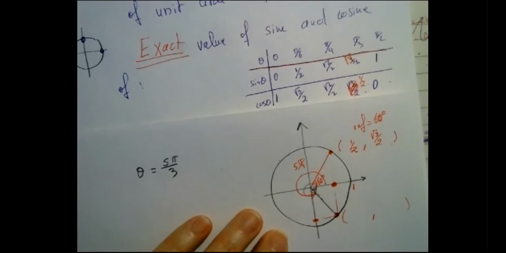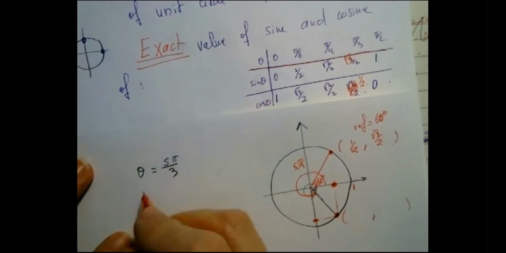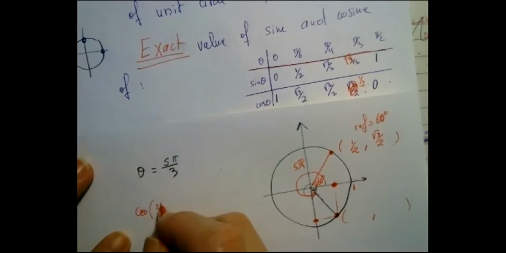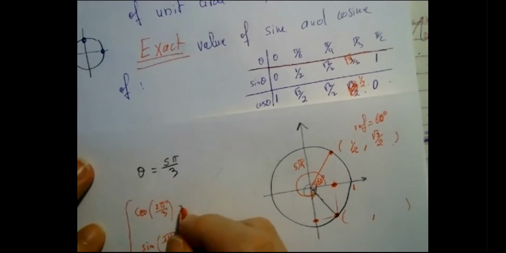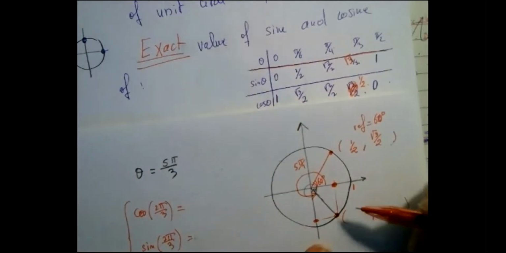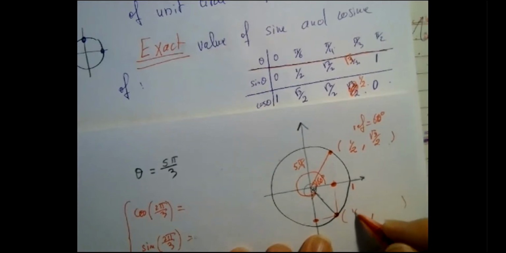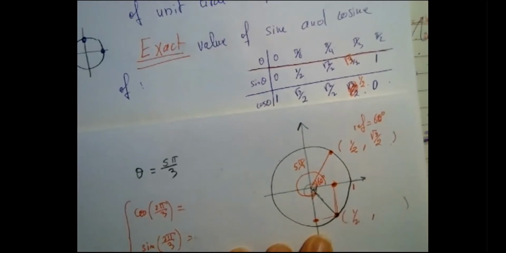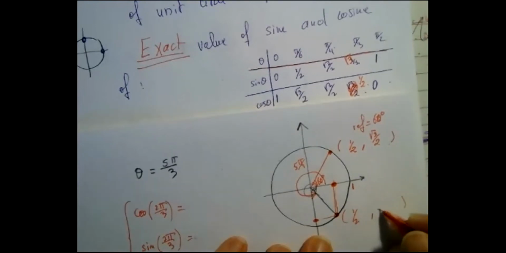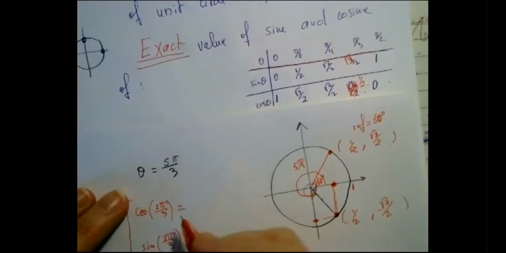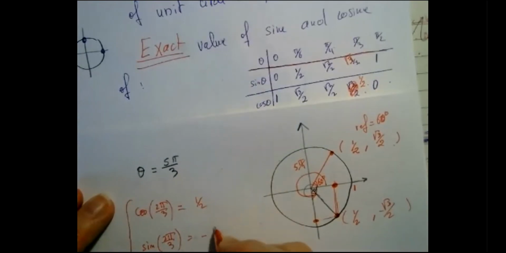All right, answers now. What is going to be the cosine of 2 pi over 3? And what's going to be the sine of 2 pi over 3? The cosine would be negative 1/2, the x coordinate of this point. And the sine? Square root of 3 over 2. So the cosine is negative 1/2, and the sine is square root of 3 over 2.